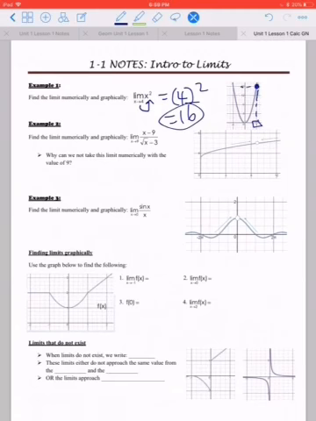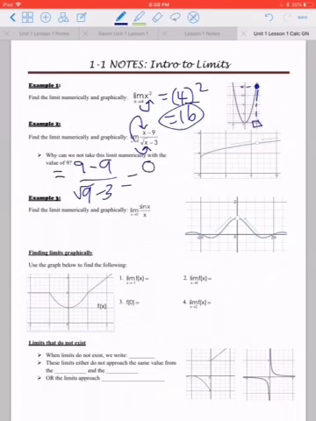Alright, so example 2. We have the limit as x approaches 9 of x minus 9 over the square root of x minus 3. If we plugged in 9 for x, let's see what happens numerically. We get 9 minus 9 over the square root of 9 minus 3. 9 minus 9 is 0, and that will be 3 minus 3, also 0. Can we divide by 0 in math?